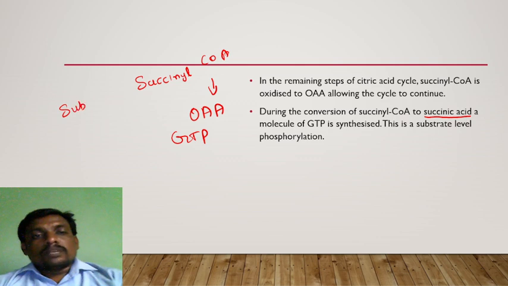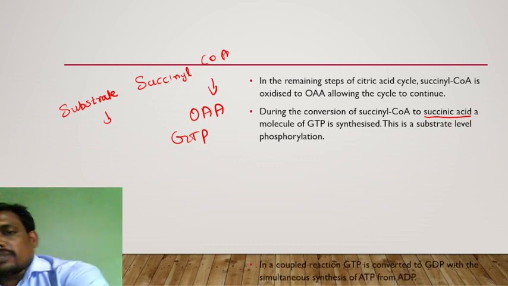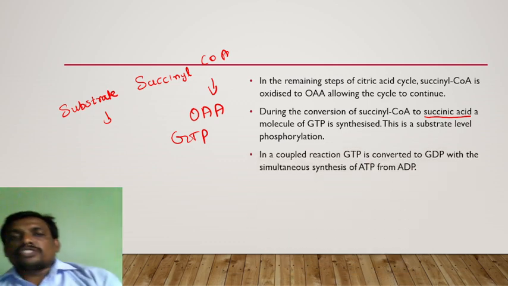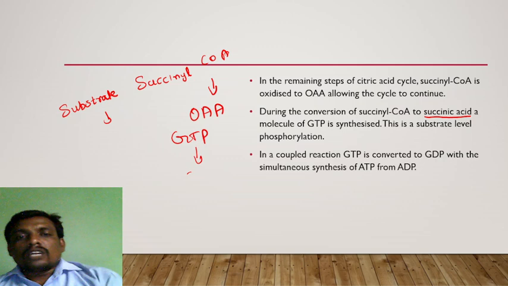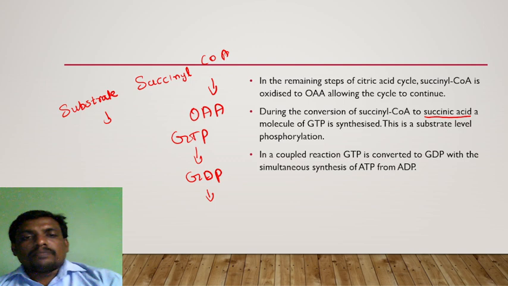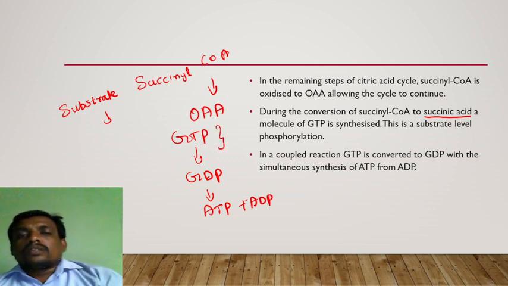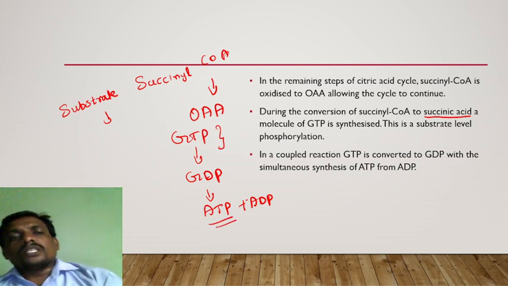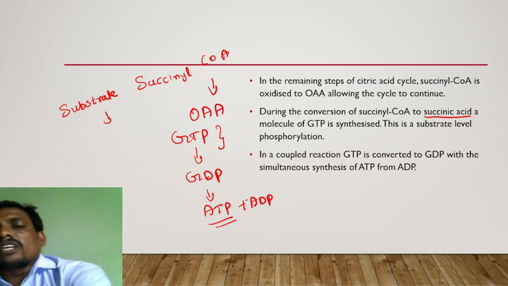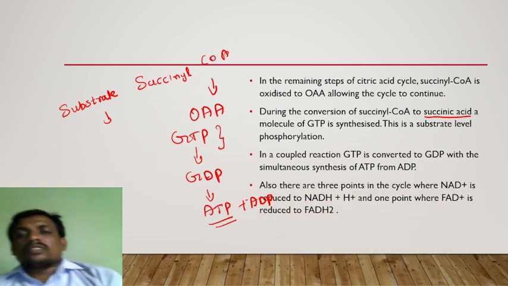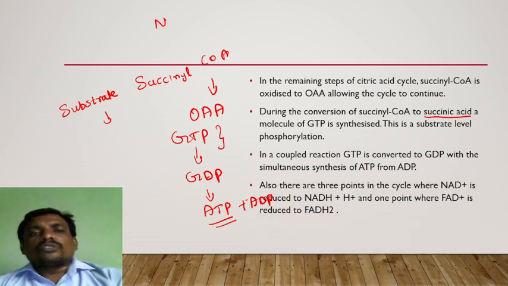What is that? Substrate itself undergoes phosphorylation. Finally, in a coupled reaction, GTP will be converted into GDP, with simultaneous synthesis of ATP from ADP. Sequentially, when the GTP is being prepared, simultaneous synthesis of ATP is also done, acting as an energy currency of the cells. Also there are 3 major points in the cycle that you have to remember.